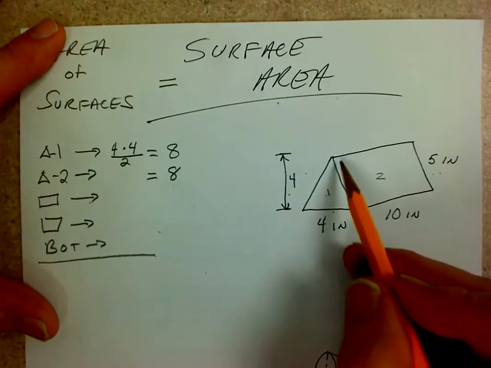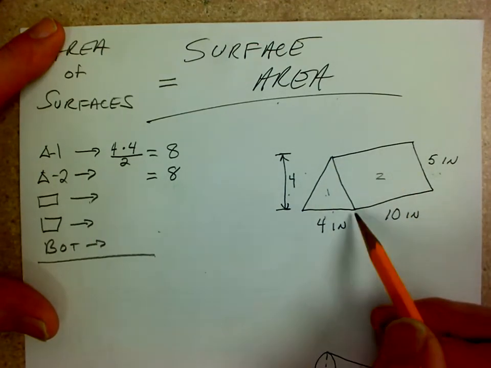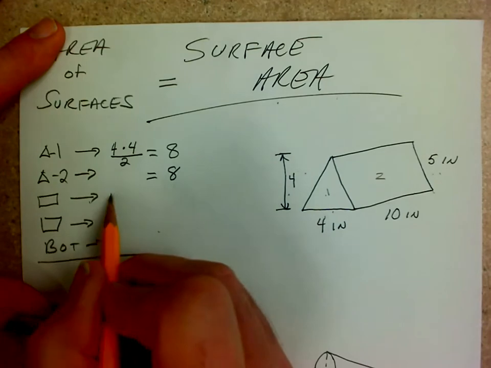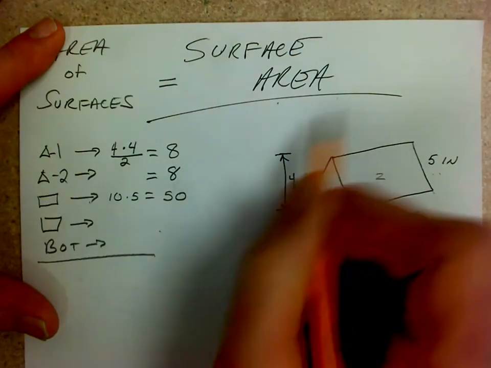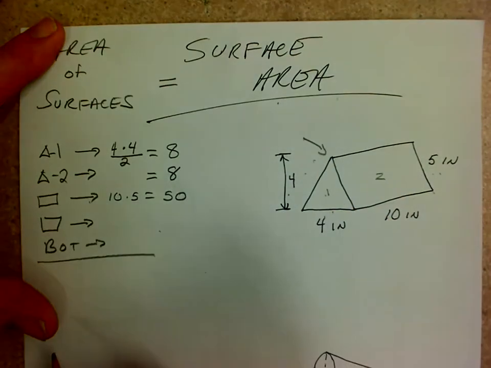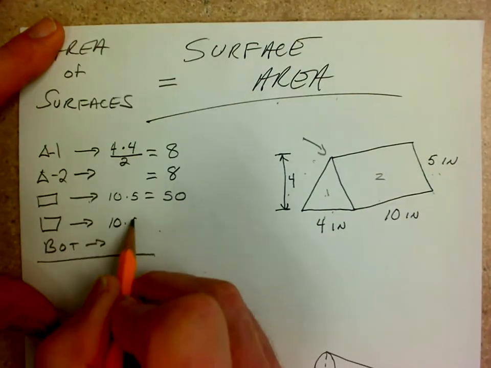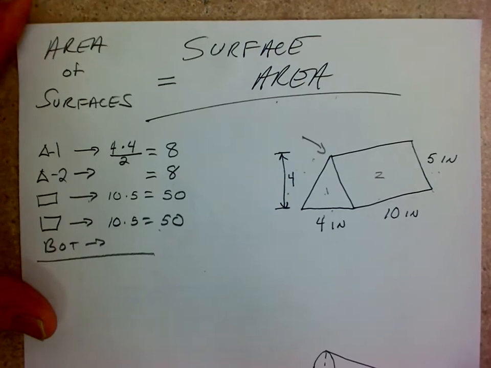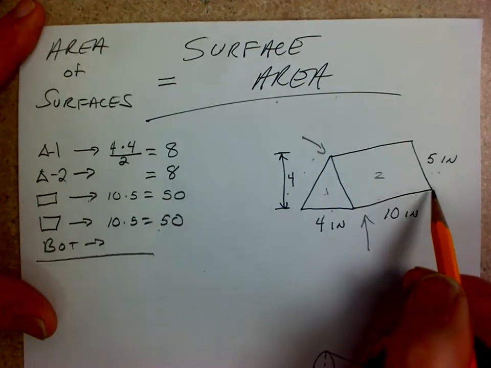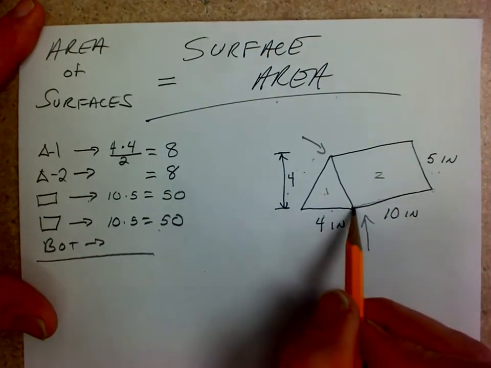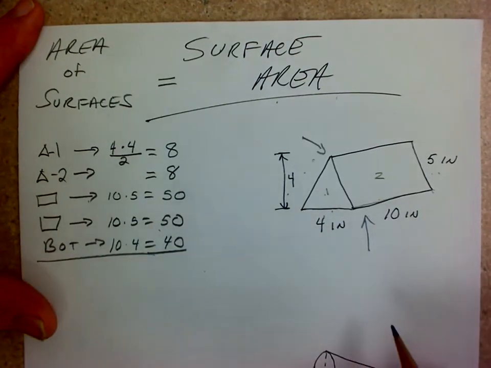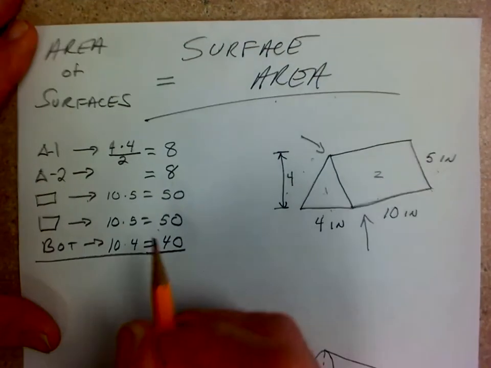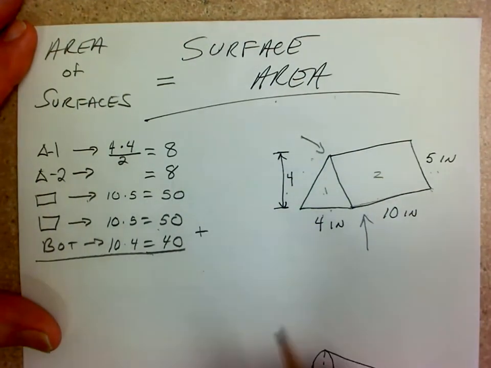Our first rectangle, we'll just look at this big one here that we can see. That is a 10 by 5, so it has an area of 50. The rectangle on the back side here is going to be exactly the same size as this one, so we have another 10 by 5, which is 50. And then our bottom, by visualization, is going to be a rectangle, 10 by 4, which equals 40.